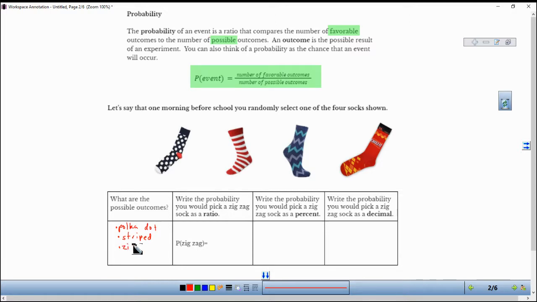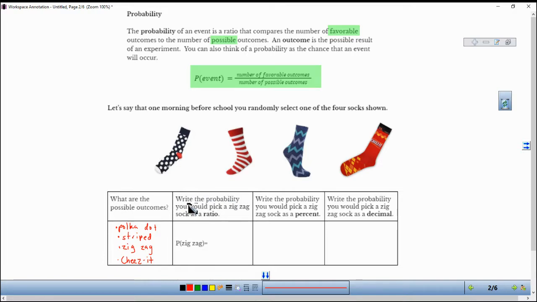Zigzag, or Cheez-It. So those are the 4 possible outcomes.